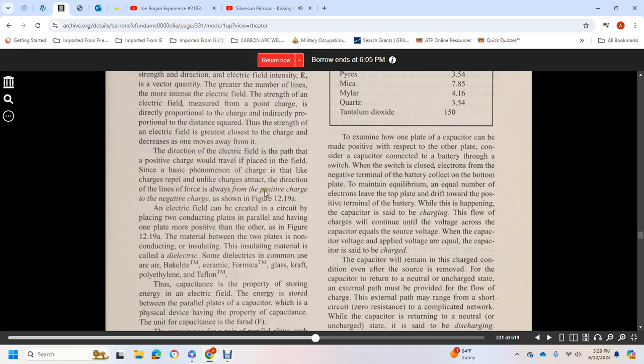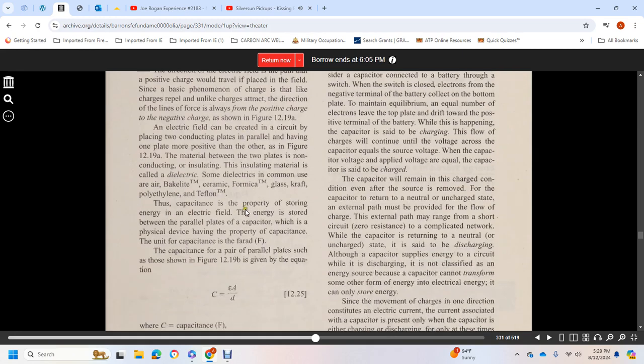An electric field can be created in a circuit by placing two parallel conducting plates, with one more positive than the other, figure 12.9a. The material between the two plates is a non-conducting, insulating material called the dielectric. Some common dielectrics are air, bakelite, ceramic, formica, glass, kraft paper, polyethylene and Teflon. A capacitor has the property of storing energy in the electric field.